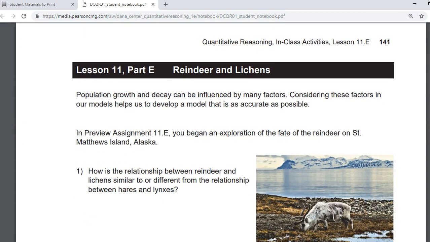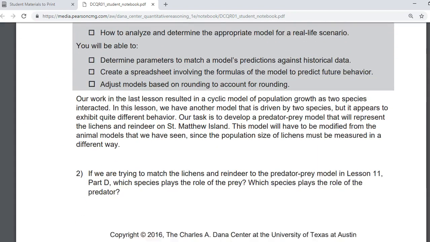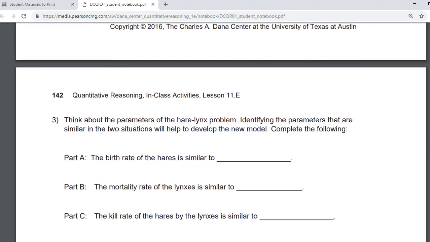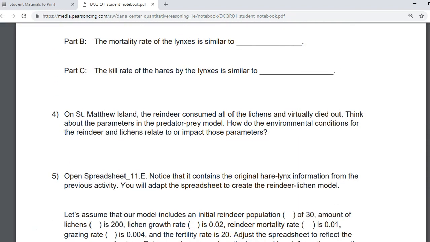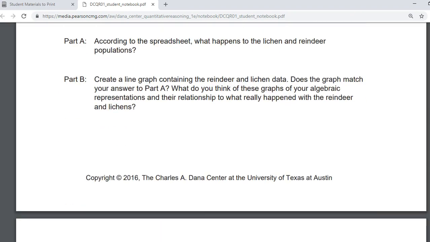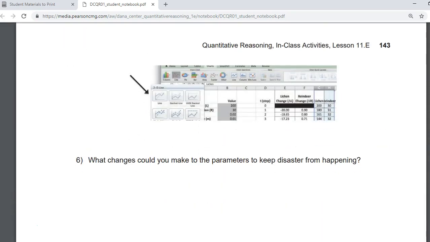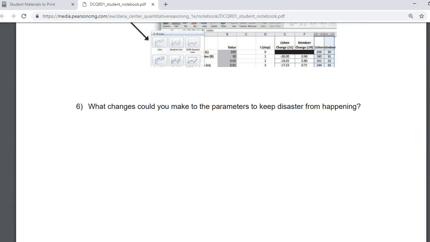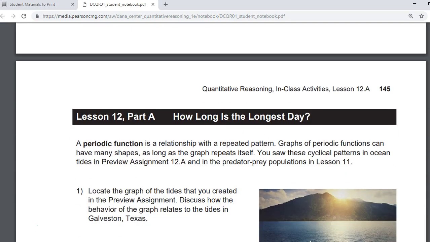Let's go on and look at the next lesson on the reindeers and lichens. This was still stuff we did on the spreadsheet. That was still playing around with the spreadsheet. And both of these ended up being cyclical. And inside, because you're not going to be able to graph, you're not going to be able to do Excel sheets during the test. Let me see what's coming up next. Okay, we're now at 12.